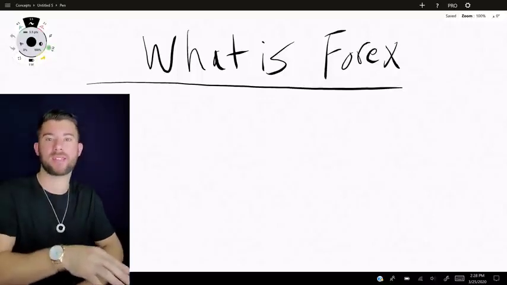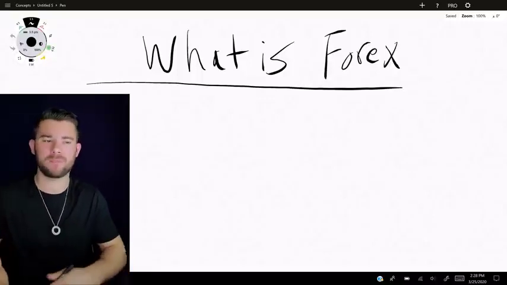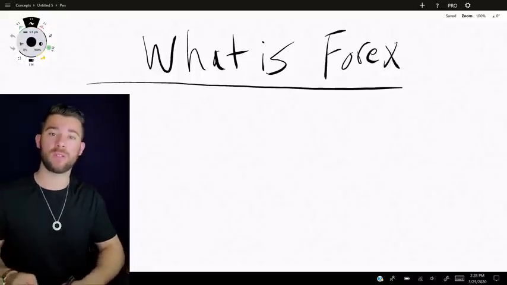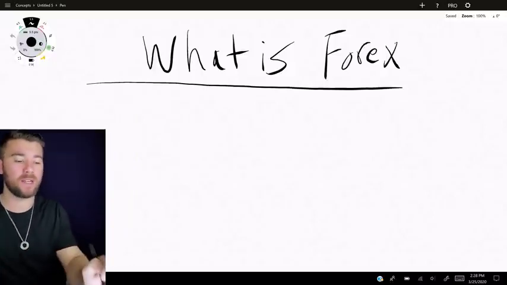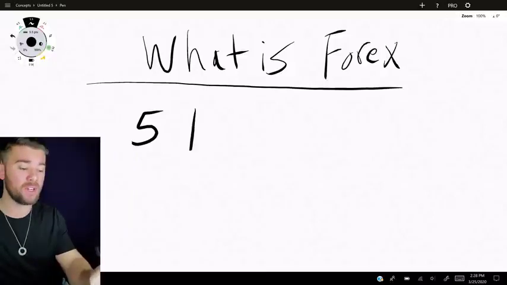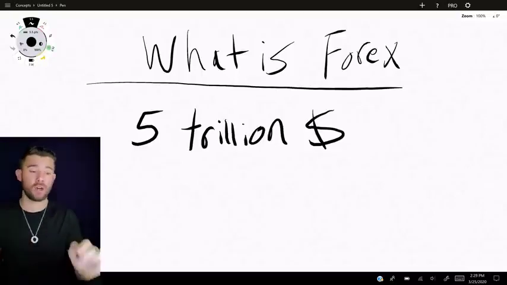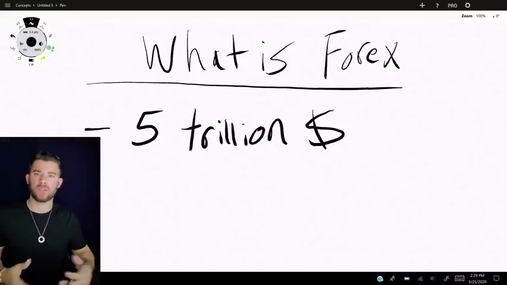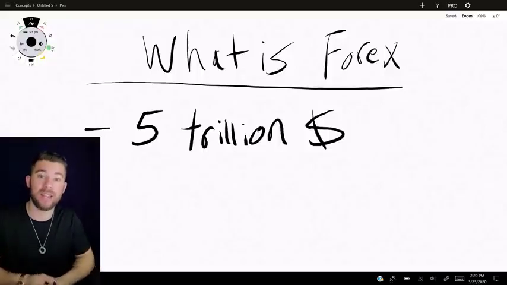So, Forex is actually the largest market in the world. And what does that mean? How big do you have to be the largest market in the world? Well, on an average trading day, the Forex market trades 5 trillion with a T dollars. That is a large amount of movement for one trading day. $5 trillion, that's insane. So that's why the Forex market is the largest market in the world.